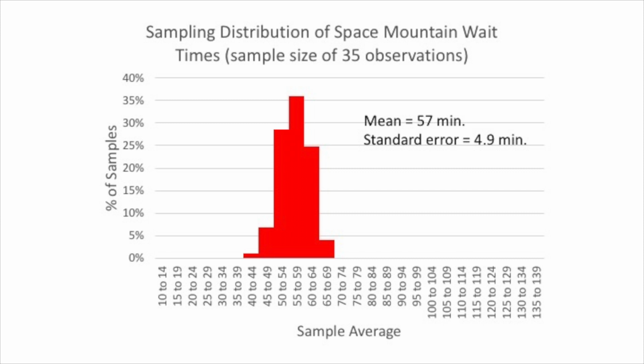The shape of the sampling distribution is symmetric. The mean value is 57 minutes. Again, that's similar to the mean of the variable itself. And here the standard error is 4.9 minutes. That's found by taking the standard deviation of the variable itself, which is 29 minutes, and dividing that by the square root of the sample size, or the square root of 35.